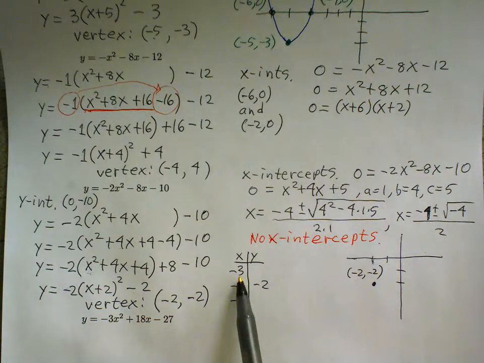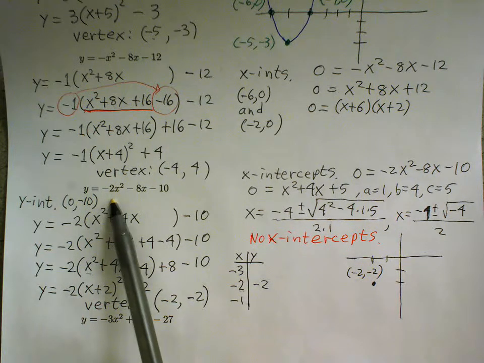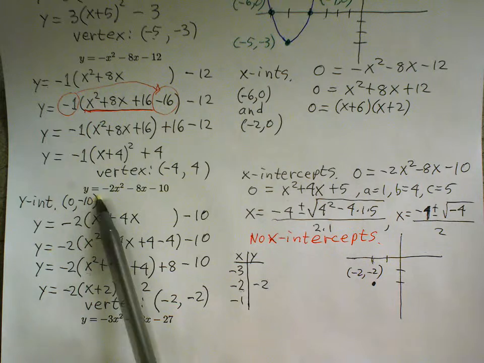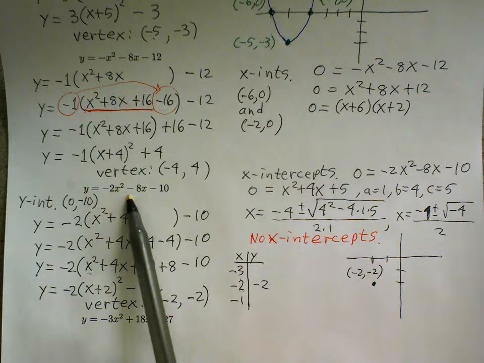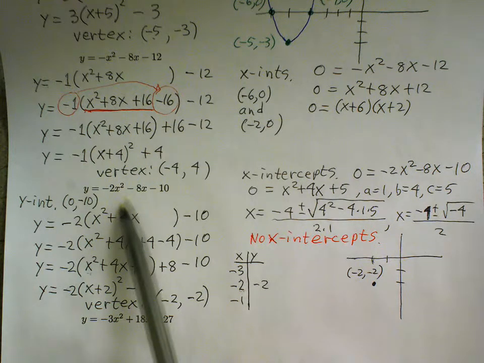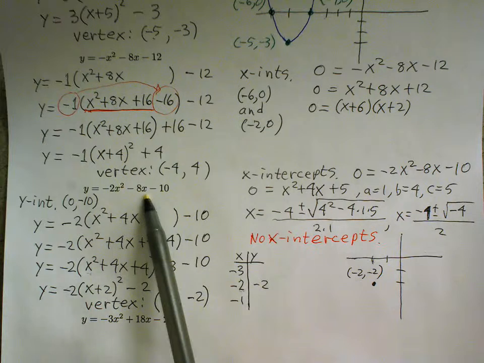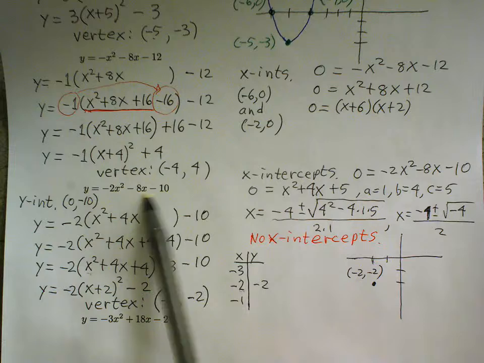All right, when x is -3, we replace x in the function with -3. So we get y equals -2 times the number -3 squared minus 8 times -3 minus 10. Okay, so -3 squared is 9. -2 times 9 is -18. And then plus 24. So now we're up to +6. 6 minus 10 is -4.